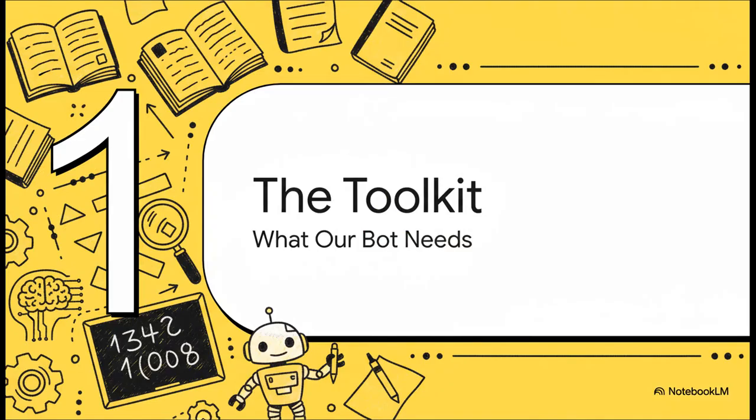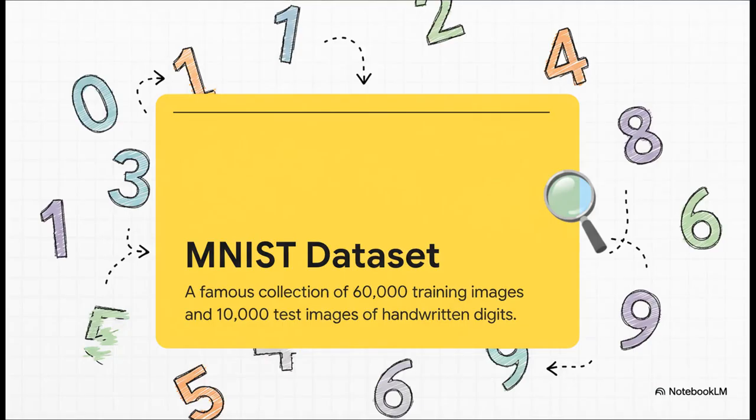Okay, first things first. Every student needs their study materials, so let's start by putting together the toolkit our little bot is going to need to go from a blank slate to a total expert in reading digits. The foundation of its entire education is going to be this: the MNIST dataset. You can think of it as the ultimate textbook for learning numbers. It's this huge, famous collection of thousands and thousands of handwritten digits, made for exactly this kind of thing.